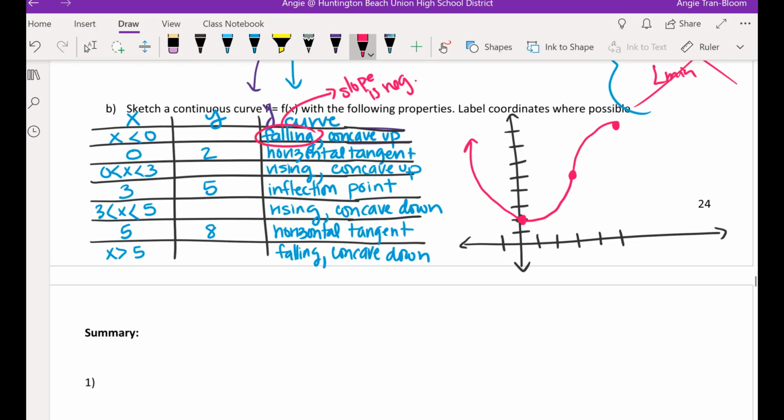And then at 5, 8, I should have a what? Horizontal tangent. So that means the slope is 0. But everything to the right of 5, I should have falling. So like that. That's not too bad, is it?